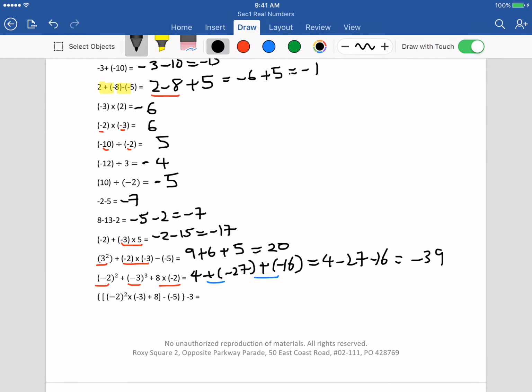Okay, all workings must be shown, so you must go through step by step. All workings must be shown. You must go through step by step. So next one, you do the squares.